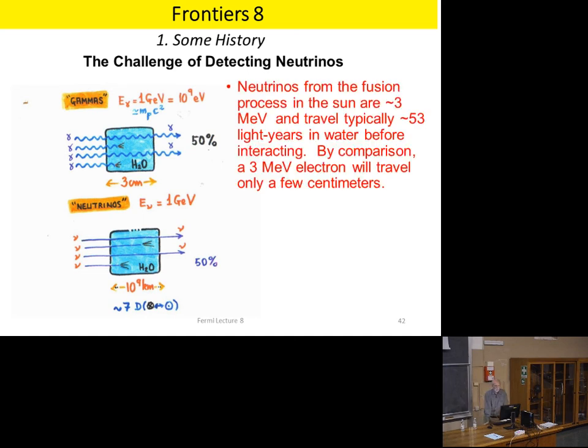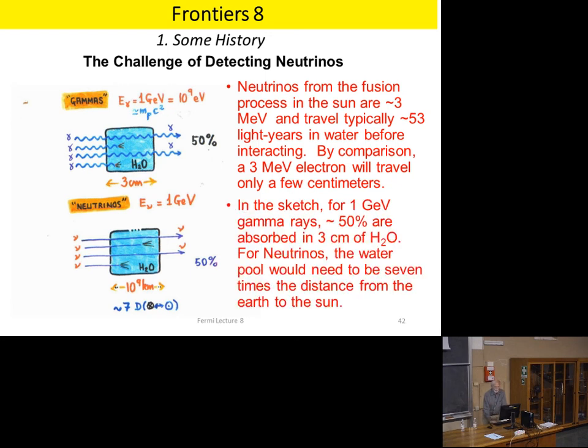The neutrinos from the fusion process in the sun are typically 3 MeV, not GeVs. And the cross-section is much smaller. It goes as the energy. And so they typically travel something like 53 light years in water before they'll interact. A 3 MeV electron goes a few centimeters. So that's the problem we have if we want to detect neutrinos.